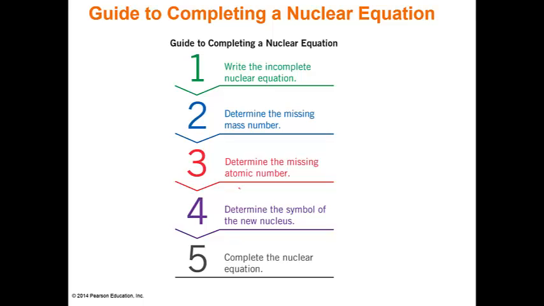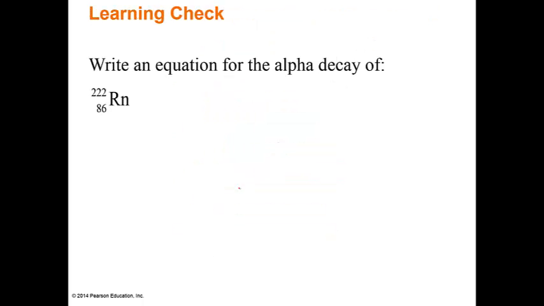So how do we complete a nuclear equation? First thing we would have to do is write the incomplete nuclear equation because you got to start somewhere, right? Then we have to determine the missing mass number. Based on the missing mass number, we can determine the missing atomic number, and then we determine the symbol of the new nucleus, completing the nuclear equation. Now, you definitely need your periodic table for this. Remember, the periodic table in chemistry is the ultimate cheat sheet. It'll tell you pretty much anything you want to know. Well, within reason.